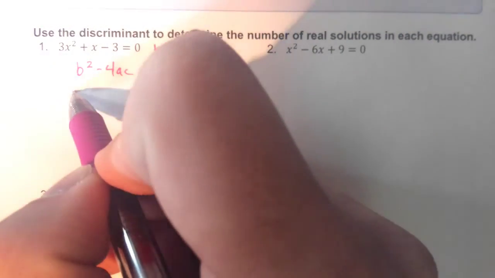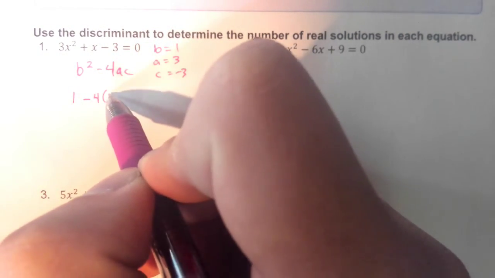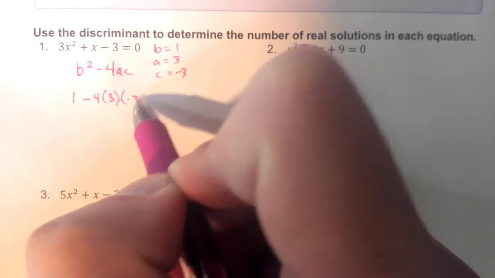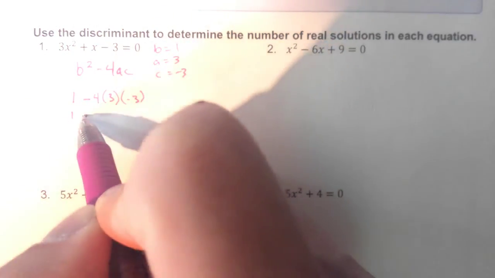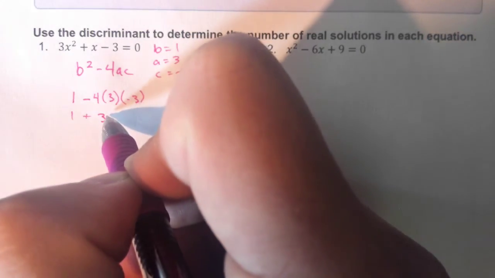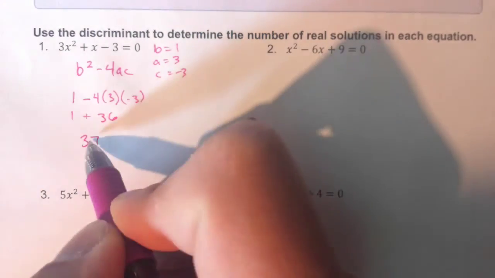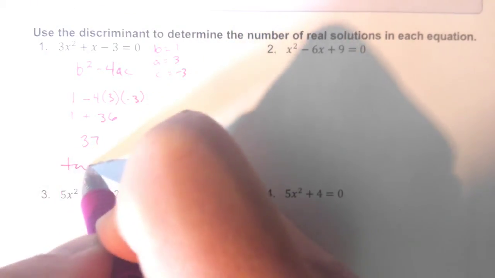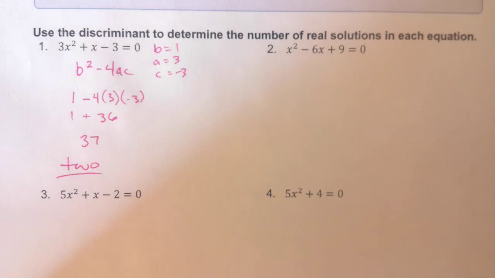So b squared would be 1 minus 4 times A times C. So that would be 1 plus 4 times 3 is 12, times 3 is 36. So I get a positive number. So since I have a positive number, I would have 2 solutions.